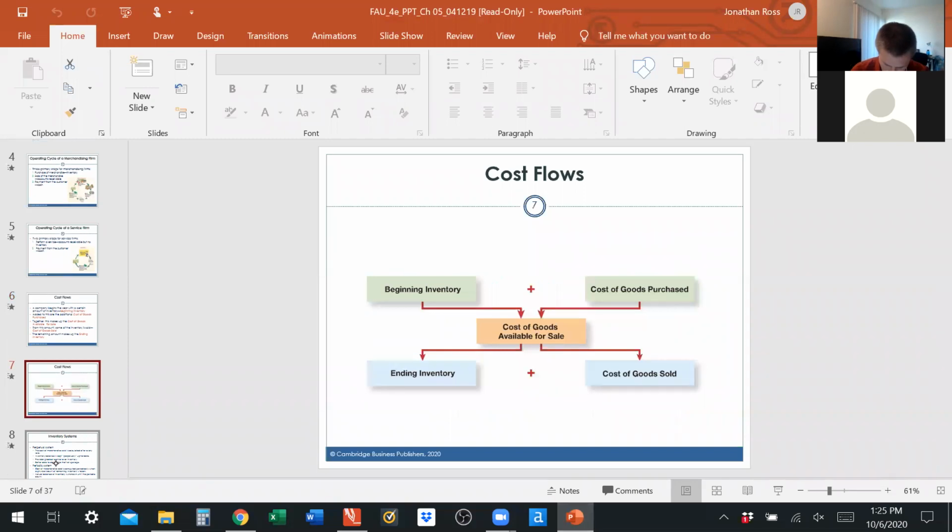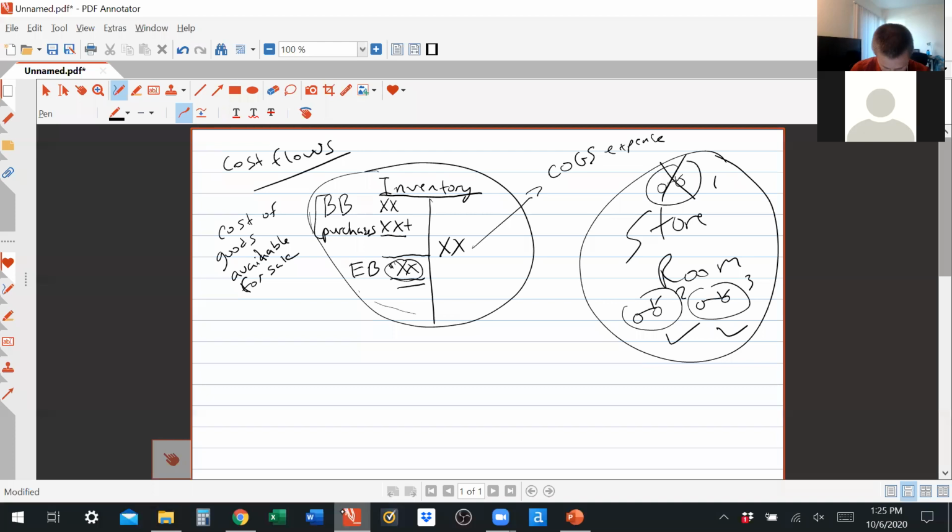All right, this slide just summarizes. There's a relationship here. If you want an equation, beginning inventory plus purchases minus the cost of goods sold equals the ending inventory, right? This number plus this number minus this number equals this number is basically the equation.